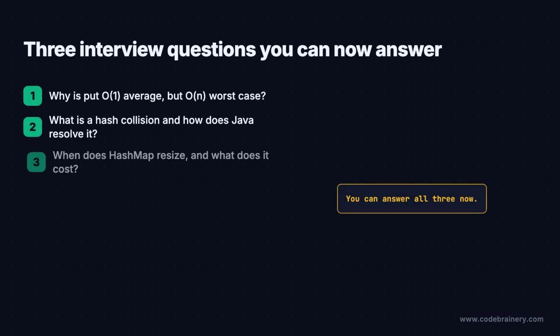3 questions interviewers love about HashMap. 1. Why is put O of 1 on average, but O of n in the worst case? 2. What is a hash collision, and how does Java resolve one? 3. When does a HashMap resize, and what's the cost when it happens? You can answer all 3 now.